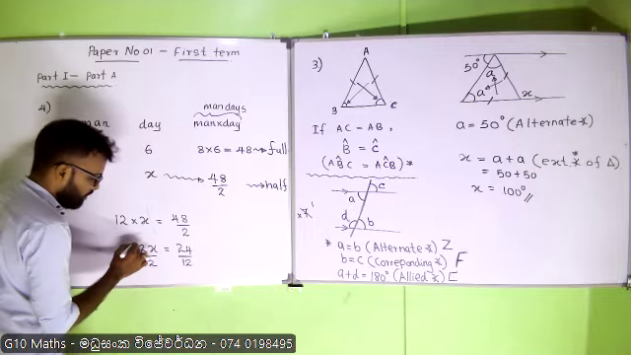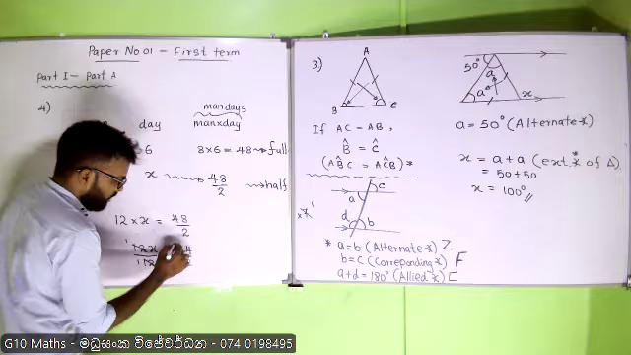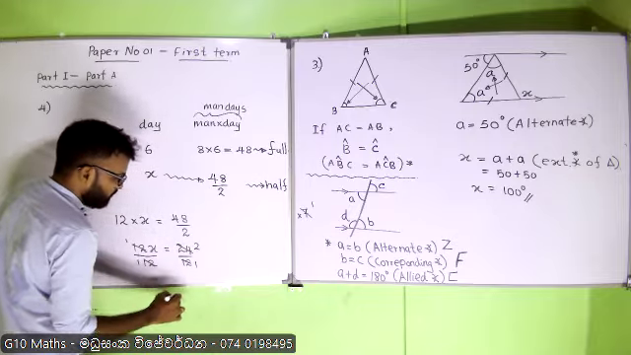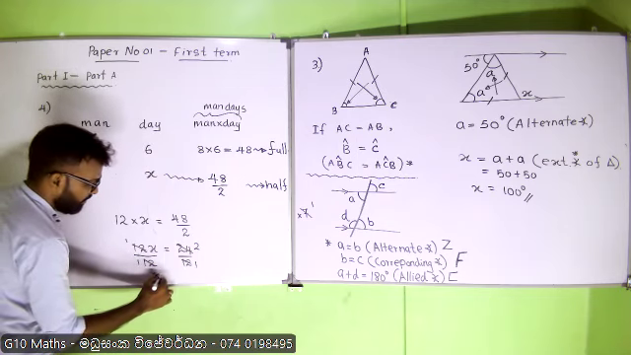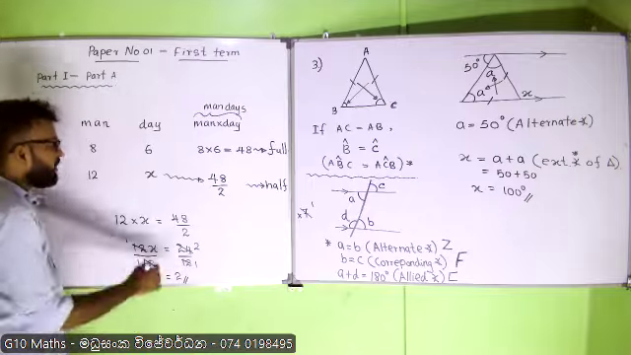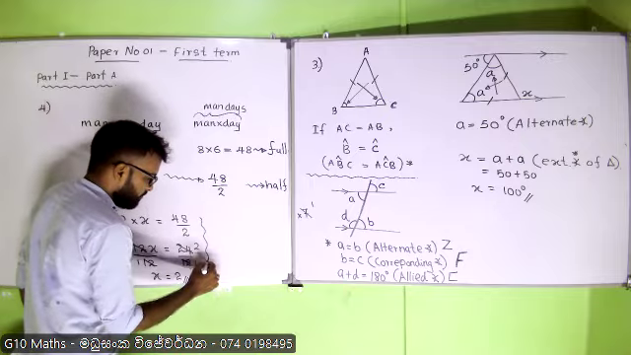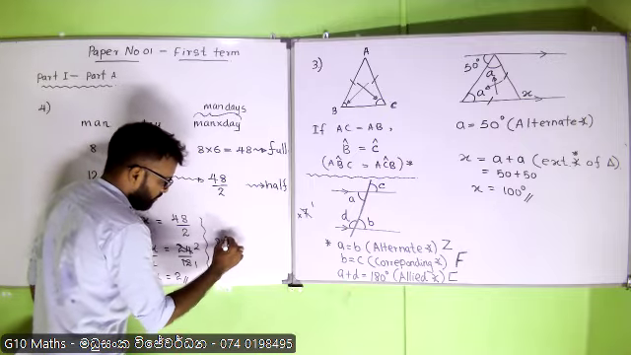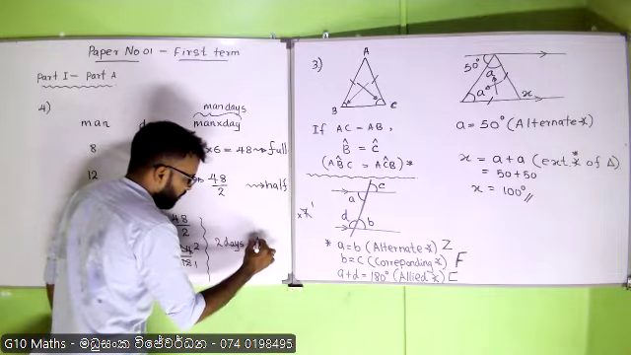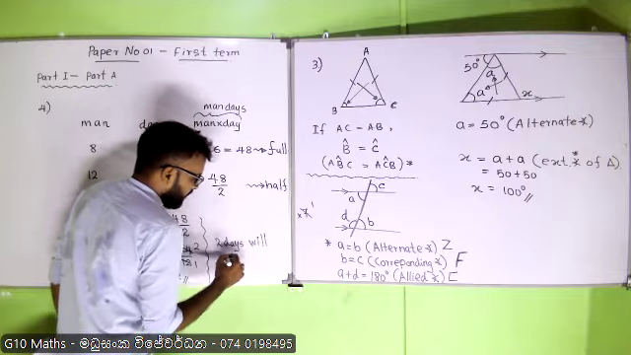12 times 1, and 24 divided by 12 is 2. So x equals 2. So 2 days will be taken. You can verify the answer. 2 days will be taken.